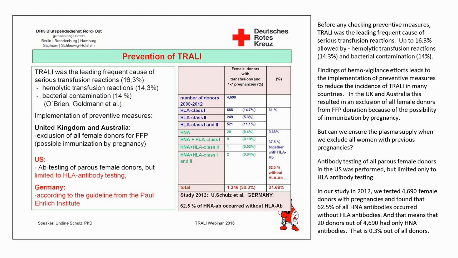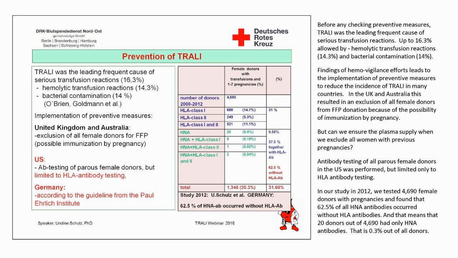Before initiating preventive measures, TRALI was the leading cause of serious transfusion reactions, with a frequency of up to 16.3%, followed by hemolytic transfusion reactions, 14.3%, and bacterial contaminations, 14%. Findings of hemovigilance registries led to the implementation of preventive measures to reduce the incidence of TRALI in many countries. In the UK and Australia, this resulted in an exclusion of all female donors from FFP donation because of the possibility for immunization by pregnancy.